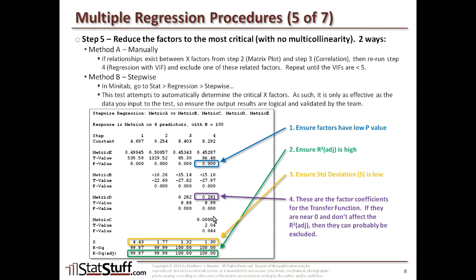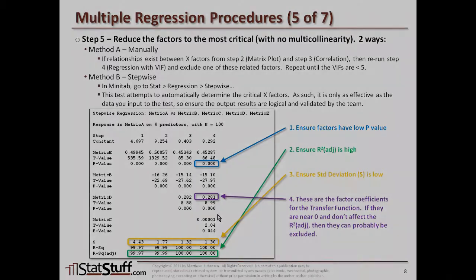So in this case, you can see that metric C is one example where we have a very small coefficient. Multiplying this as a coefficient with metric C would in effect just zero out metric C, so there's probably no value in having metric C included into the equation in the first place. At least that's what we can probably conclude from these types of results.